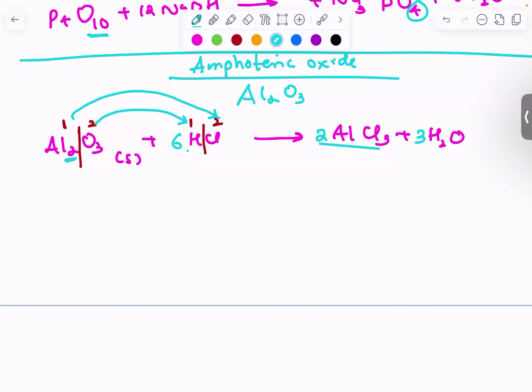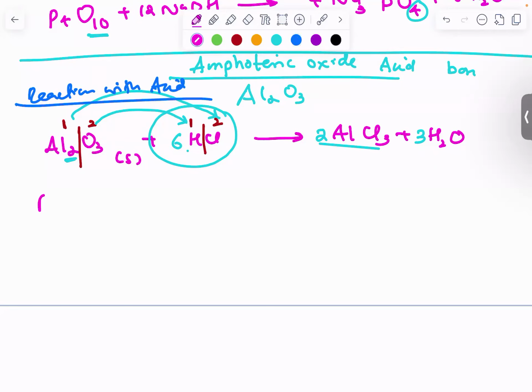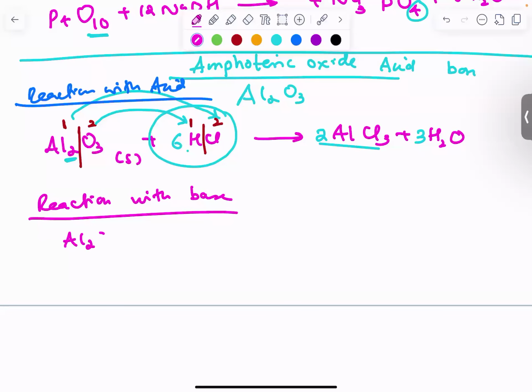Now, the other thing is this is the reaction with acid. That is, it is going to react with an acid and a base. So this is the reaction of aluminium oxide with acid. Now I will write the reaction with base. So with base, it would be Al2O3 plus NaOH. That would be again, now you need to, this is somewhat tough. You need to memorize it.